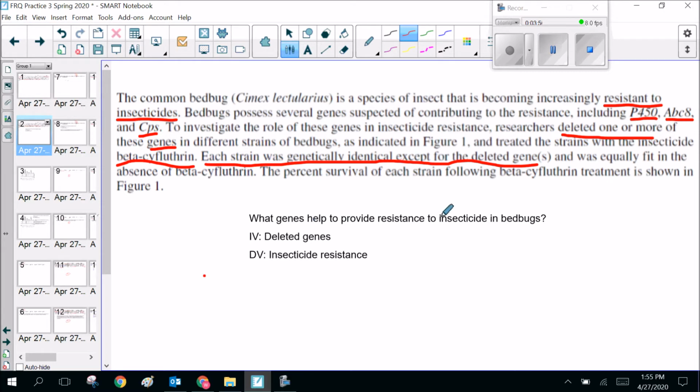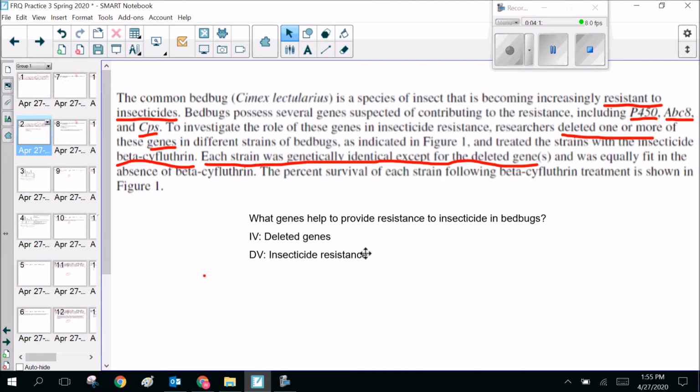What genes help to provide resistance to insecticide in bedbugs? So we decided then that the variables we were working with: the IV was the deleted genes. That's what the researchers were changing. The DV was insecticide resistance, or the resistance of the bedbugs to the insecticide.